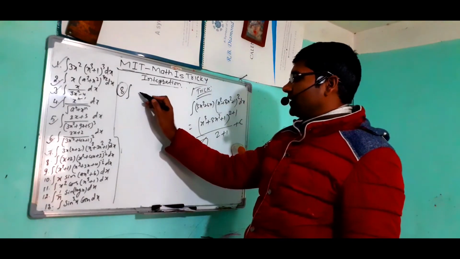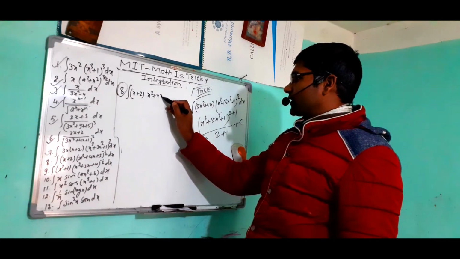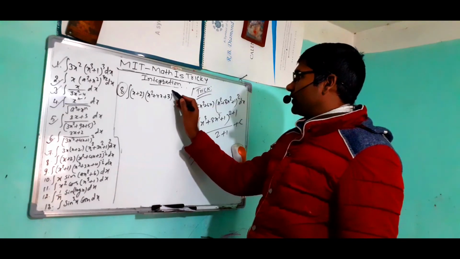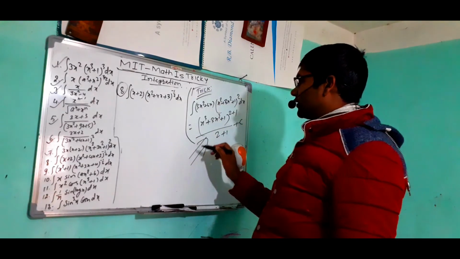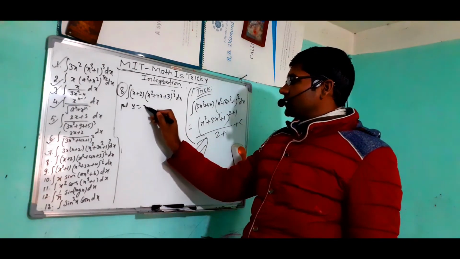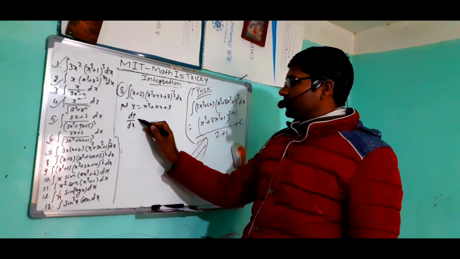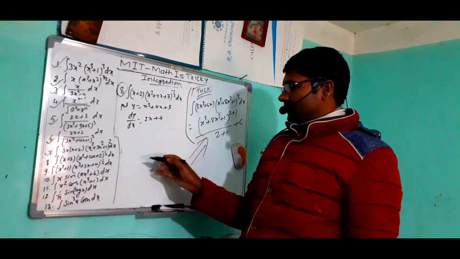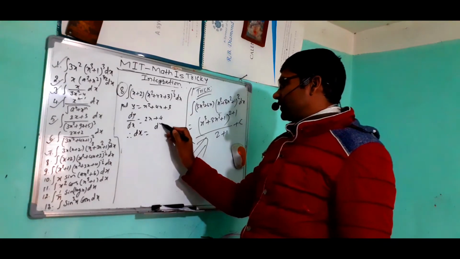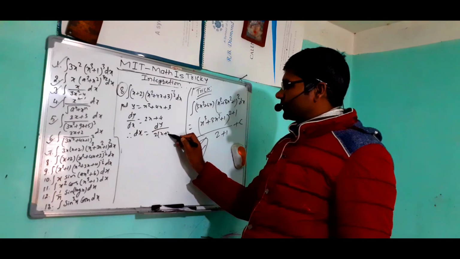So let's see question number 8. (x plus 2) times (x square plus 4x plus 3) power minus 1 by 2 dx. No problem, we can solve. See here again, as before, substitute for the base. So y equals x square plus 4x plus 3. From that we'll get dy by dx equals 2x plus 4. So dx will be dy by, if you take 2 common, 2 times (x plus 2).